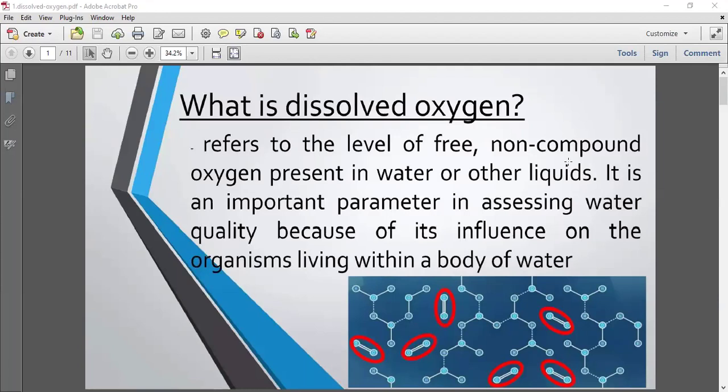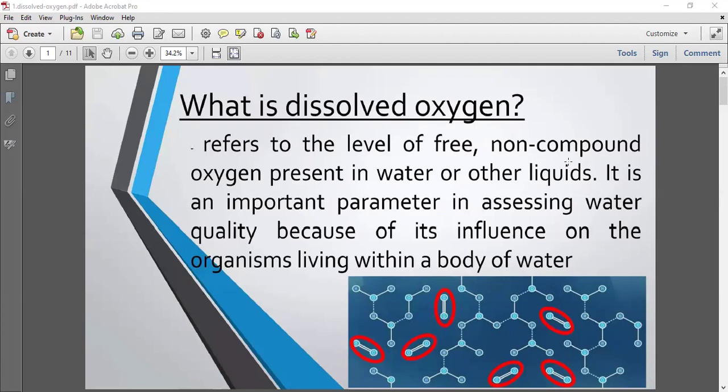Dissolved oxygen refers to the level of free, non-compound oxygen present in water or other liquid. It is an important parameter in assessing water quality because of its influence on organisms living within a body of water, like fish. Fish mainly consume the dissolved oxygen in the water.